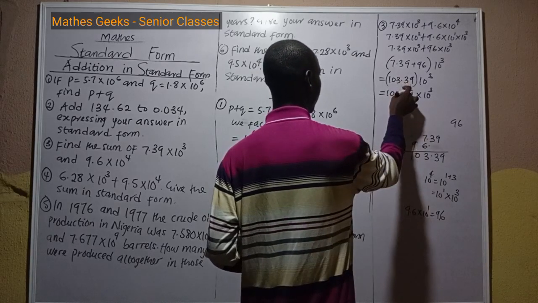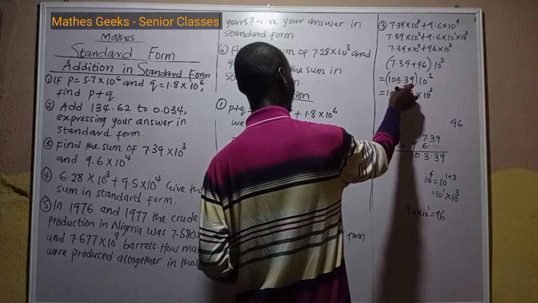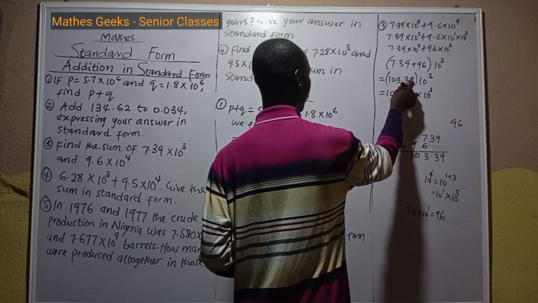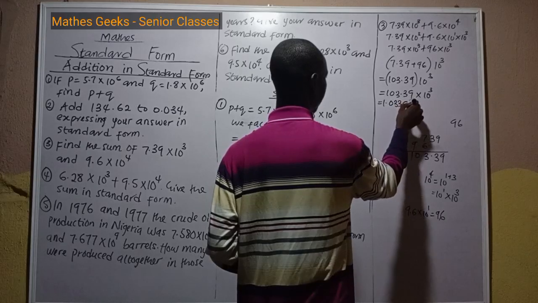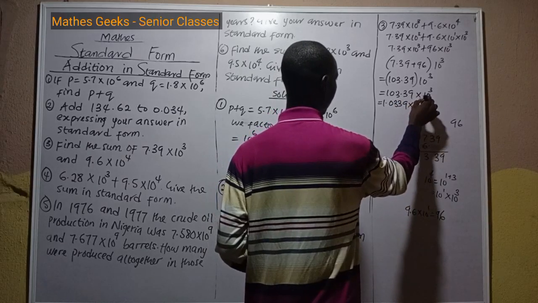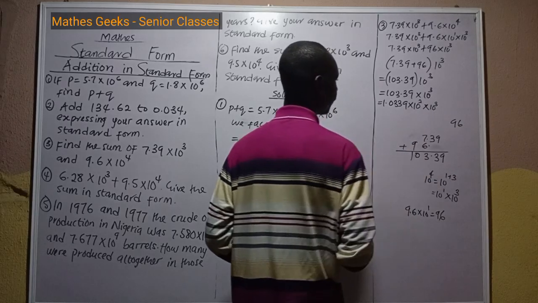So when we make this movement, and it must be backward because it's here, and for it to be here, we must make this movement backwards. So this will be 1.0339 times 10 raised to the power 2. Remember, we also have 10 raised to the power 2 here.